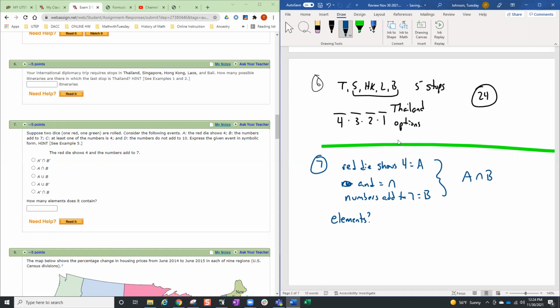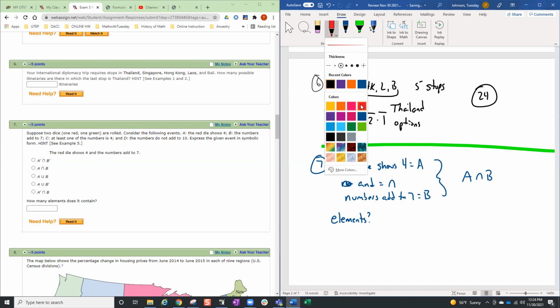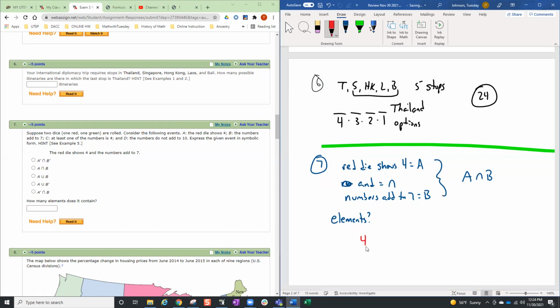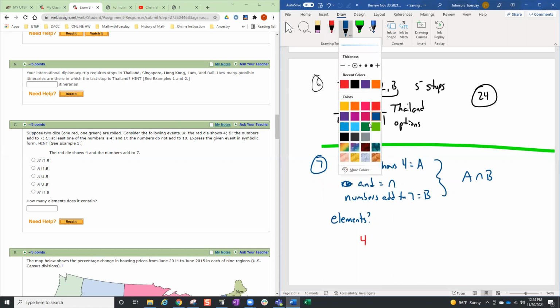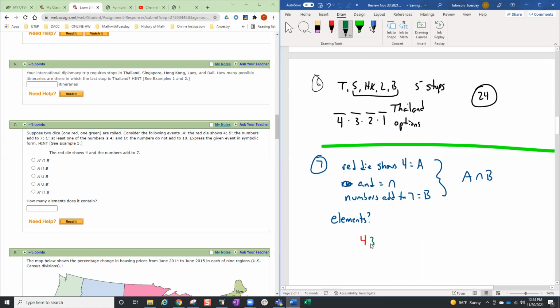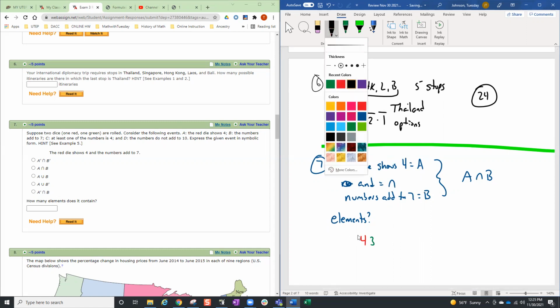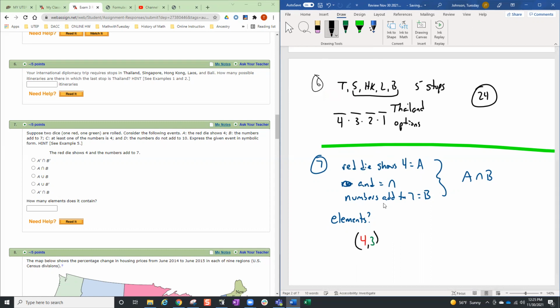Okay, so if the red die shows a 4, let's take this back to red. The red die shows a 4, and the numbers add to 7. That tells me the green die has to be a 3. And I don't think there's anything else in which the red die shows a 4 and the numbers also add to 7. There's only one element in this particular one.